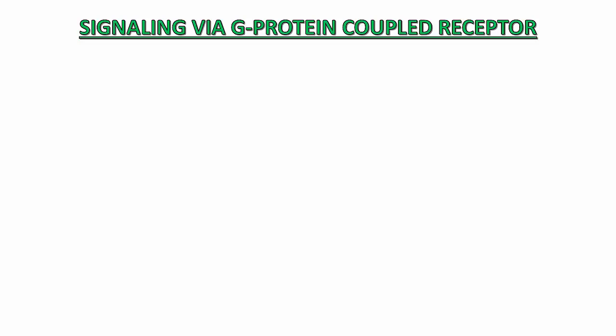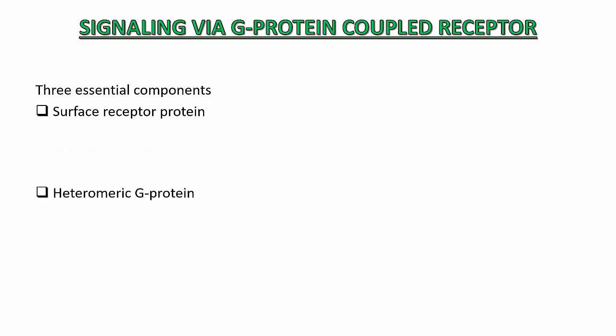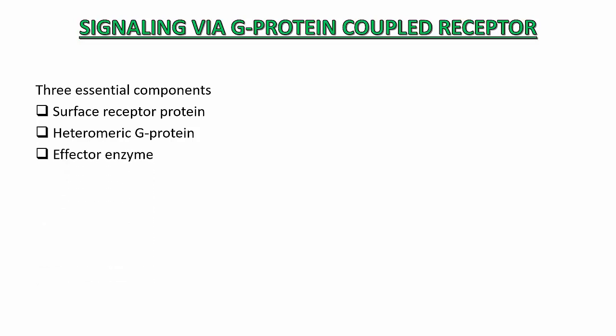And when a water-soluble hormone binds with the cell surface receptor, which activates the heteromeric G protein, the activated G protein activates the effector enzymes, which generate the intracellular second messenger, and which stimulates a variety of responses. This signaling process consists of three essential components. One is called the surface receptor protein, the second is the heteromeric G protein, and the third is the effector enzymes.